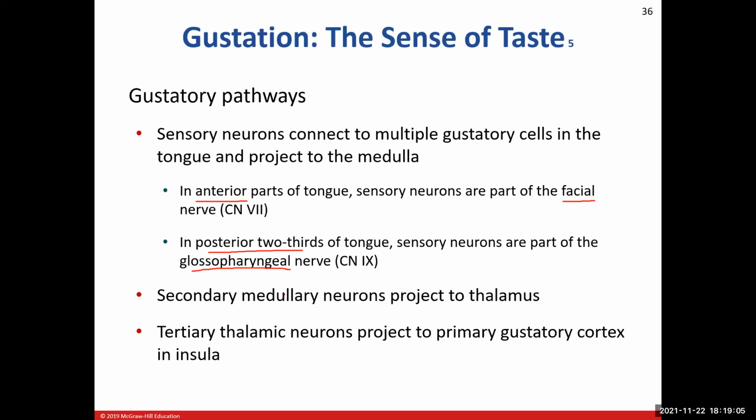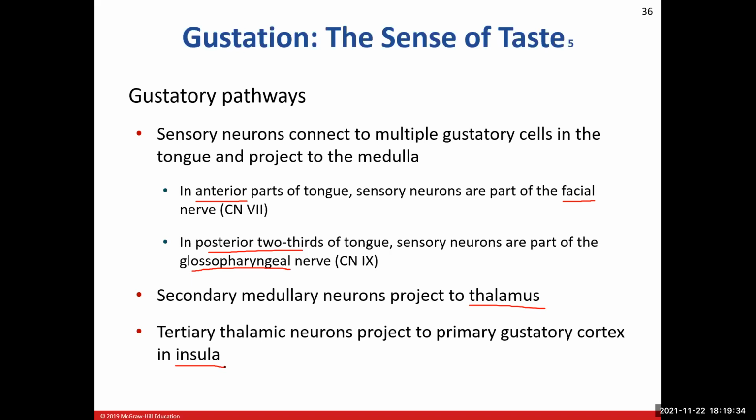They project all the way back to the medulla oblongata and synapse onto the secondary neuron. That secondary neuron is going to travel and project all the way to the thalamus. We know the rest of the story there. Remember, our thalamus is our relay center. And so from the thalamus, we'll have our tertiary neuron go to the primary gustatory cortex, which is located in our hidden lobe, the insula, the only lobe of the cerebrum that you cannot visibly see on the outside of the brain.